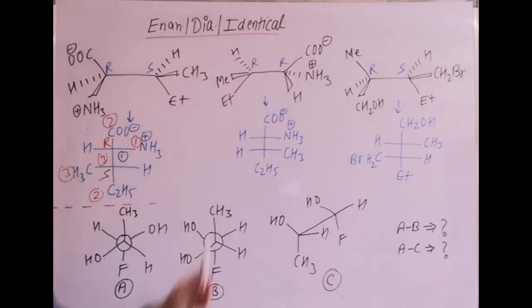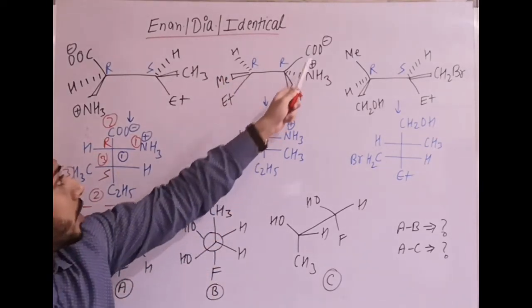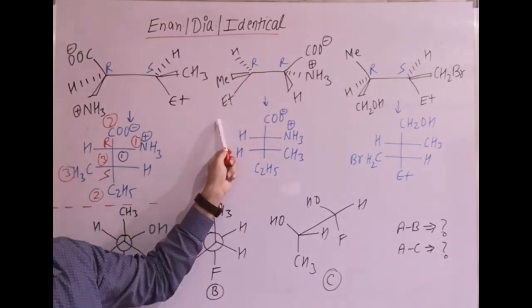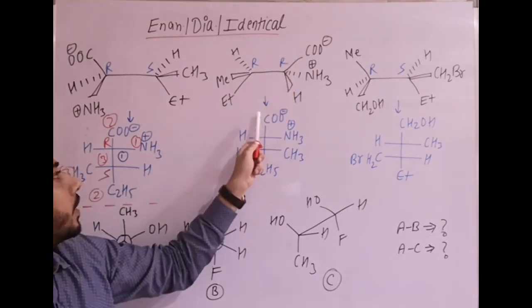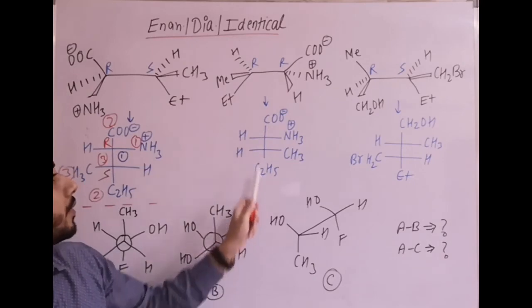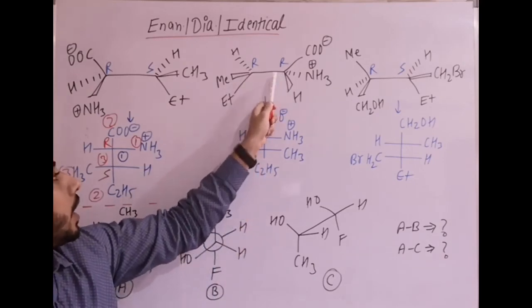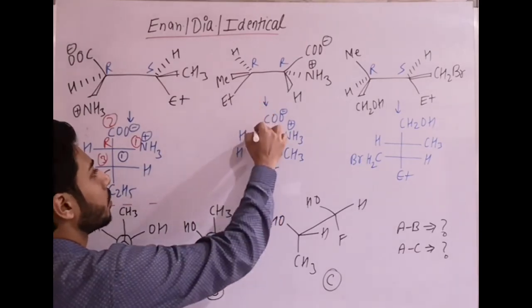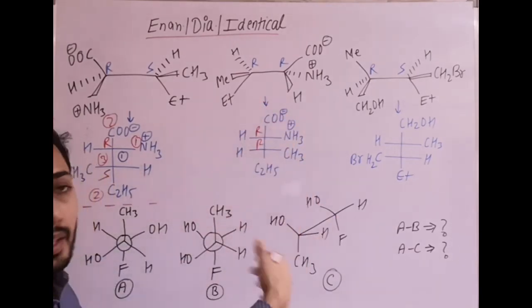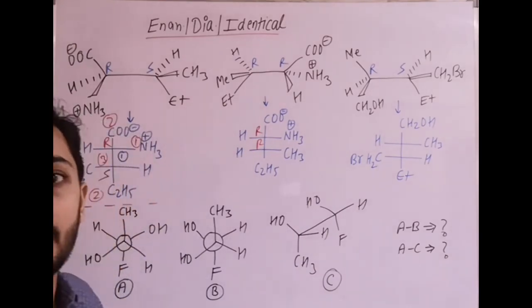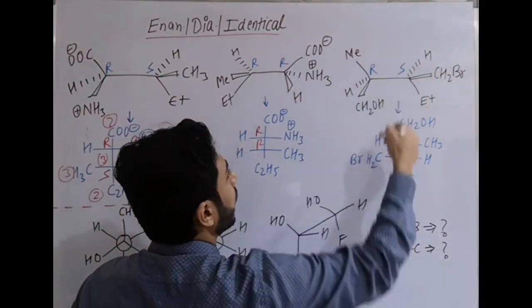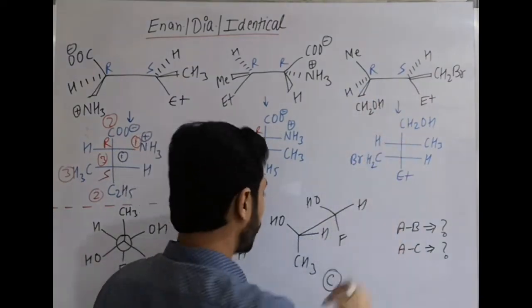Same way there. The longest chain will be 1, 2, 3, 4, 5. So we can mention it like this: COO minus, second, third, fourth, fifth. On this carbon R, it will also be R. This will also be S. Sorry, this will also be R. Both are R. You can check that by assigning the priority order. Okay. Then here, in that case, which one is the longest chain and functional group?